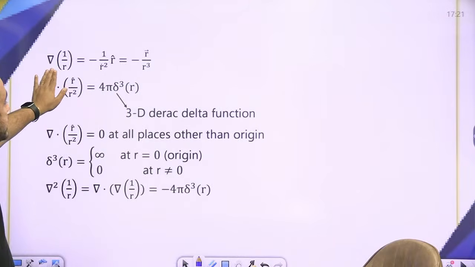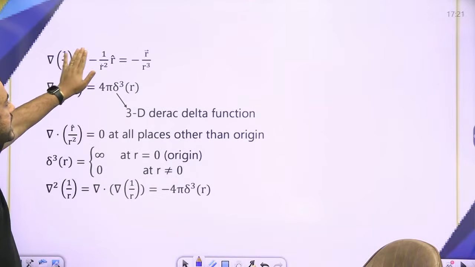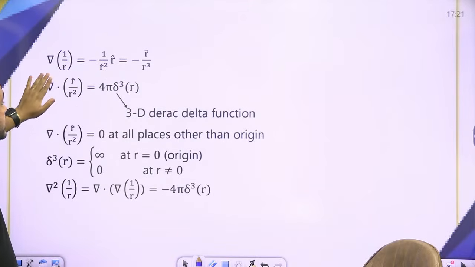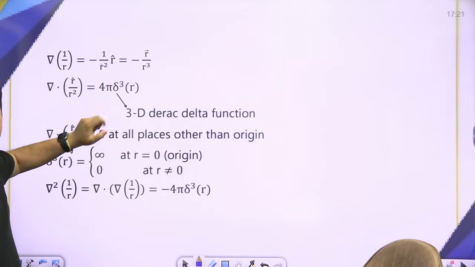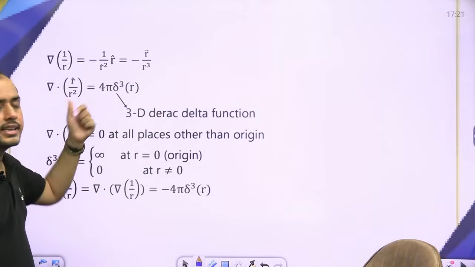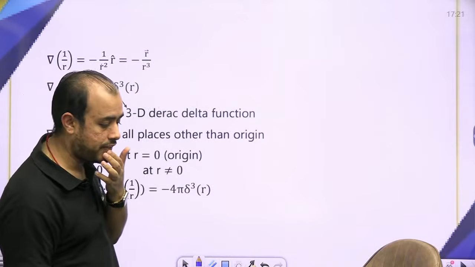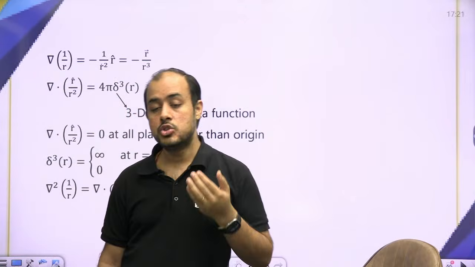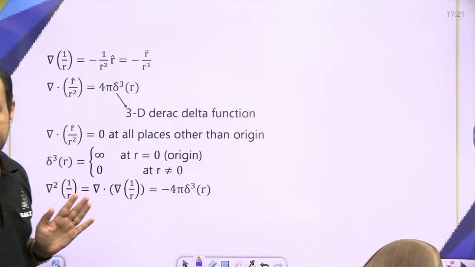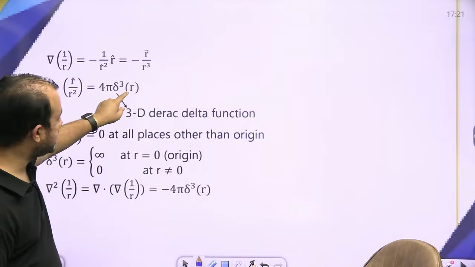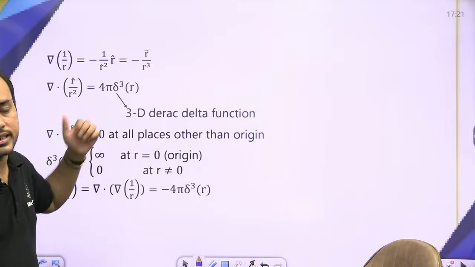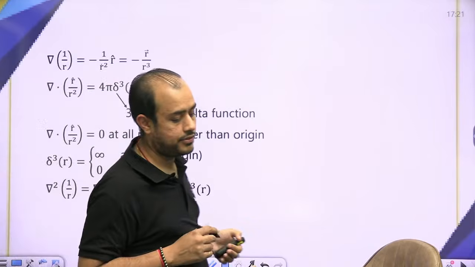So the divergence of gradient of 1 by r is minus 1 by r square r cap, and divergence of r cap by r square is 4 pi delta q bar. Delta q bar is the 3-dimension Dirac delta function. What is Dirac delta? जो आप इम्पल्स पढ़ते हो ना सिग्नल में डेल्टा टी, दैट इज डिराक डेल्टा. बट नाउ बिकॉज इट डिपेंड्स ऑन r is in 3 dimensions, so it is called as 3D Dirac delta function.